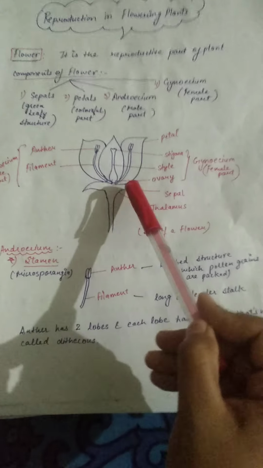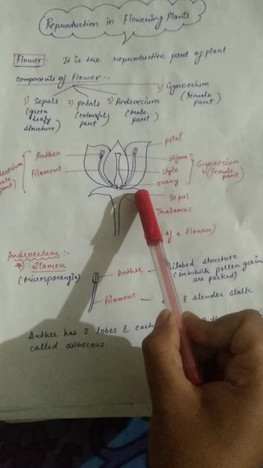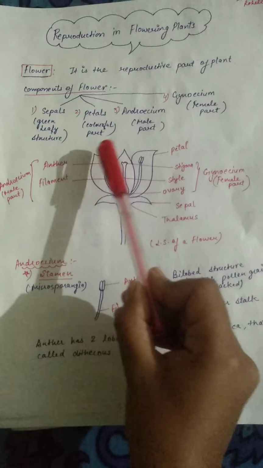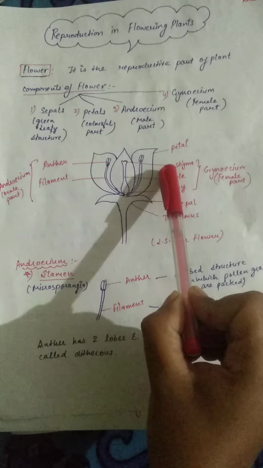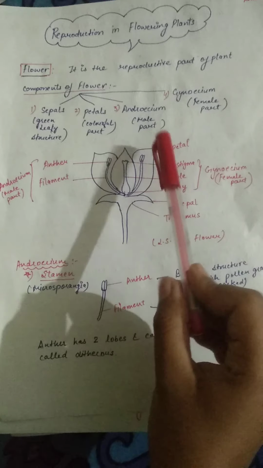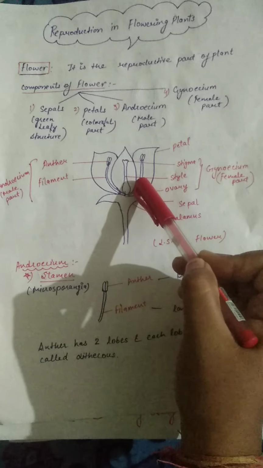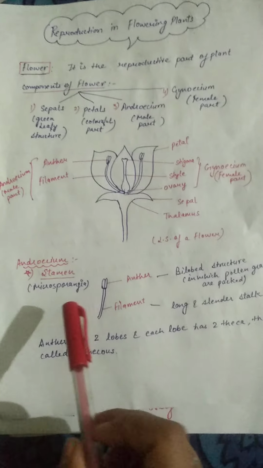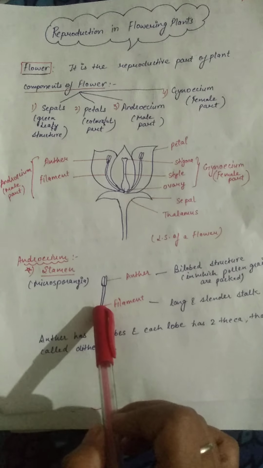Sepal is described in the diagram of the flower. A sepal is a green, leaf-like structure, and petals are the colorful part of a flower which attract insects to the flower for pollination. The third part is the androecium, which is shown here. It is also called the stamen. It is made up of two structures, anther and filament.